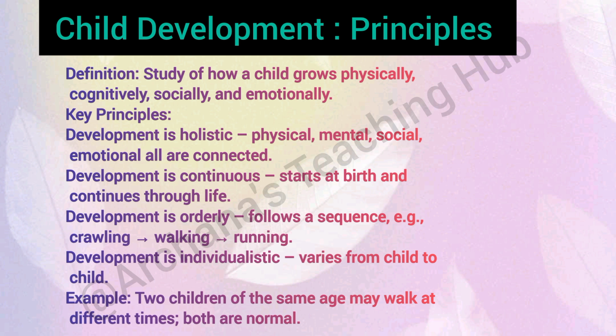Development is orderly, follows a sequence, crawling, walking, and running. Development is individualistic, varies from child to child. For example, two children of the same age may walk at different times, both are normal.